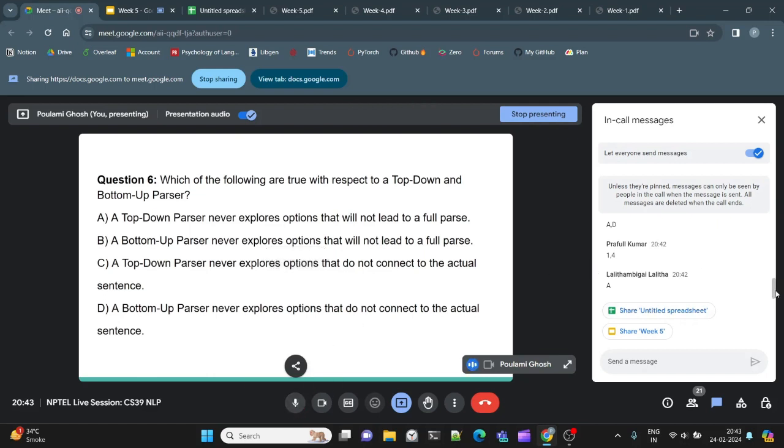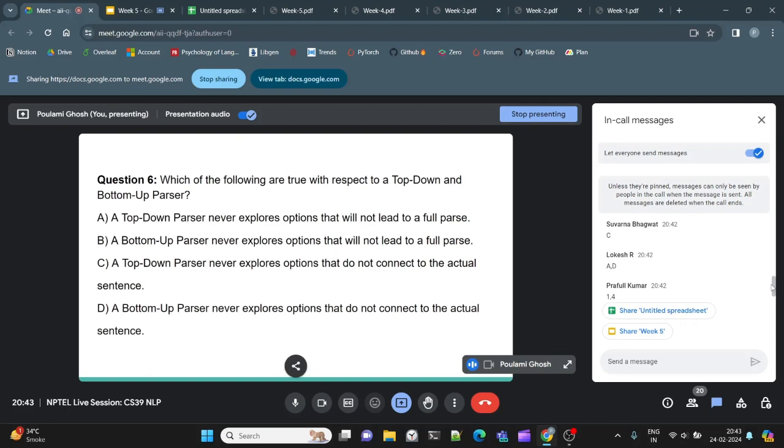Okay, quite a few of you have tried this problem. So let's hear from some of you. So Suvarna thinks it's C. Would you like to share your thoughts? Actually, top-down parsing starts from the first non-terminal in the given grammar. So whatever valid options are there to explore that non-terminal, they are only explored, and not all the options which can connect to the actual sentence will be explored in that case. That's why I thought C is correct.